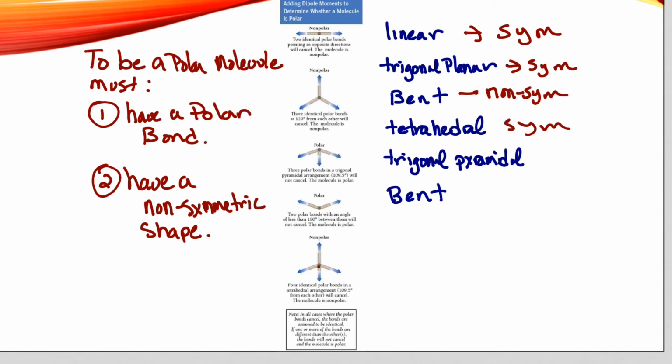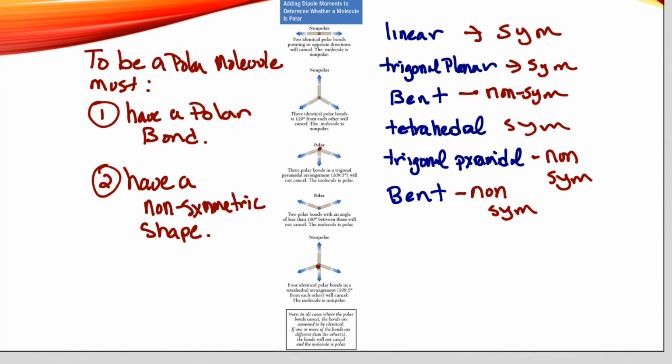Trigonal pyramid, just like bent, right? You've taken this symmetrical tetrahedron, and now all of a sudden you've gotten rid of this person up here, and so now you only have people pulling downward, and so the ball is going to move down, and so you end up with a non-symmetric shape here. And this version of bent, again, just like the other version of bent, is also going to be non-symmetrical.